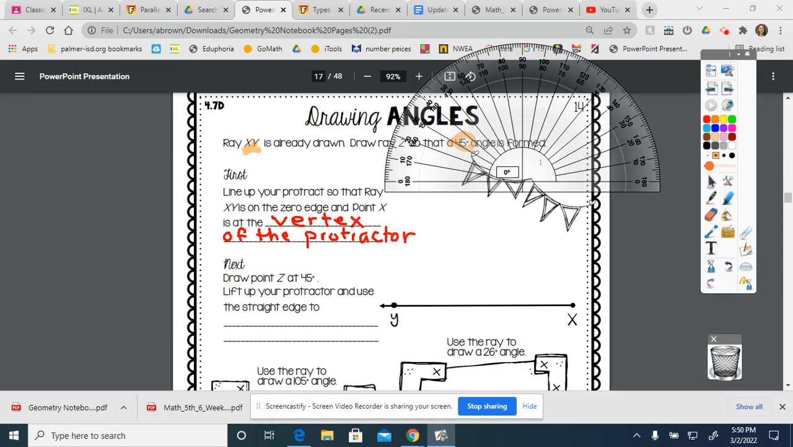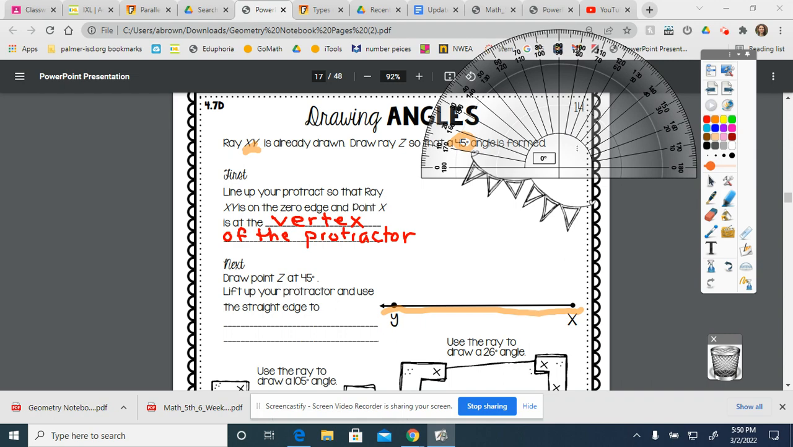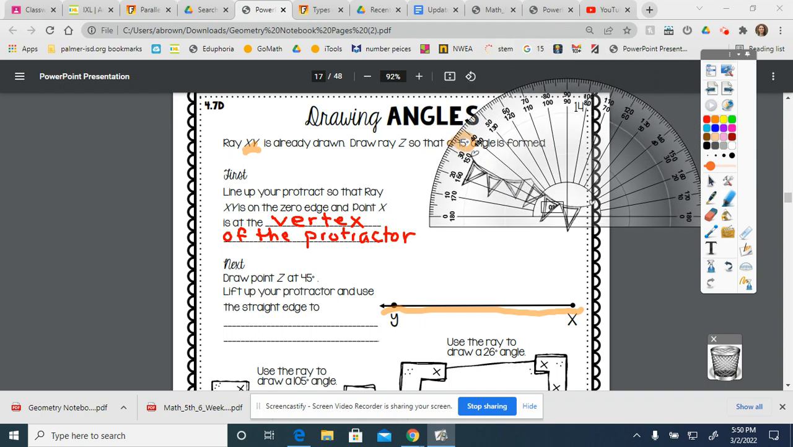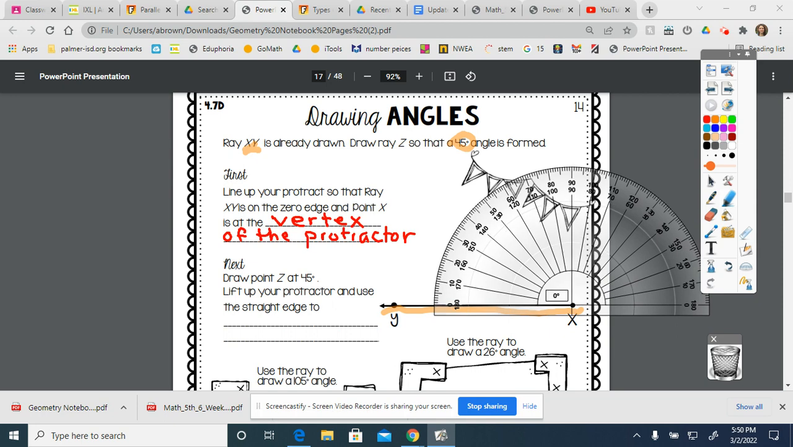Okay, so right here is XY, right? So we're going to take our protractor, and remember, you're going to take that little circular part on your protractor and line it up with the vertex, which is X right here. I know that X is going to be the vertex because it doesn't have the arrow like Y has the arrow over here. So there I have the vertex on X, and also please note that I have right here the zero edge, like the zero is going through that ray right there.